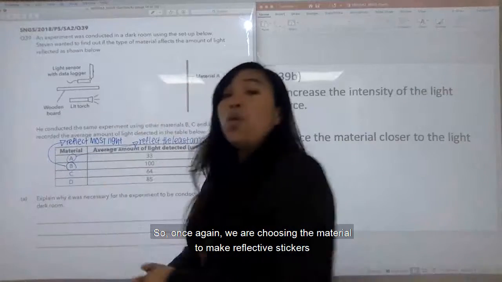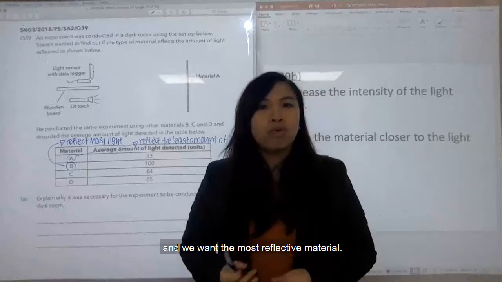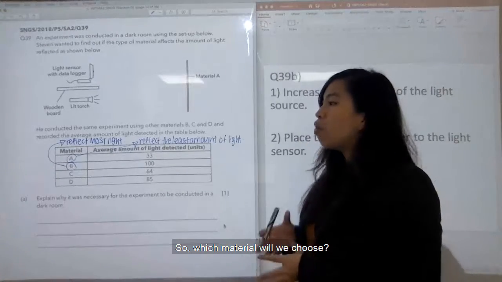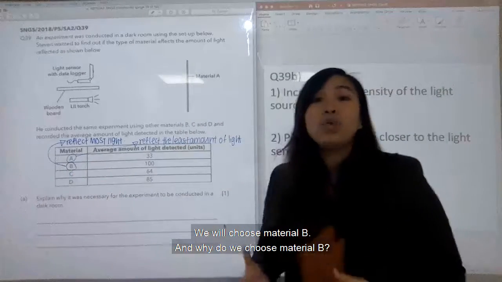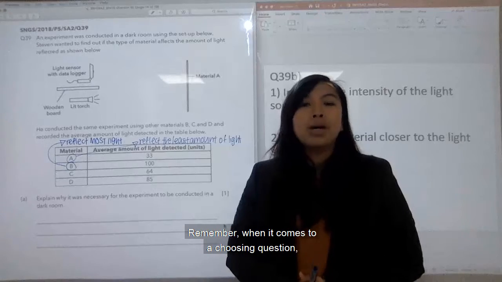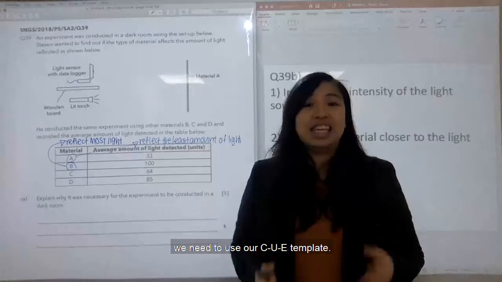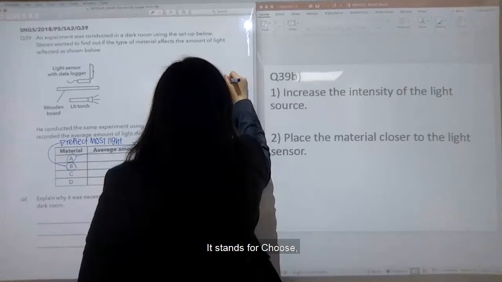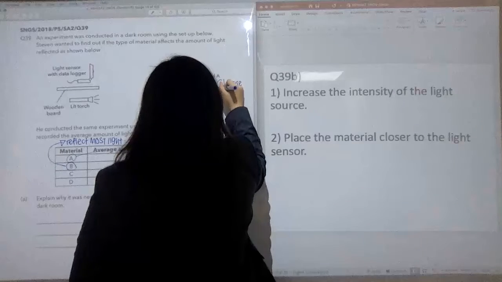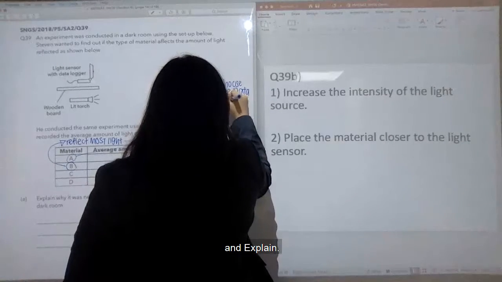So once again, we are choosing the material to make reflective stickers, and we want the most reflective material. So which material will we choose? We would choose material B. And why do we choose material B? Remember, when it comes to a choosing question, we need to use our CUE template. So what does CUE stand for? It stands for choose, use data, and explain.